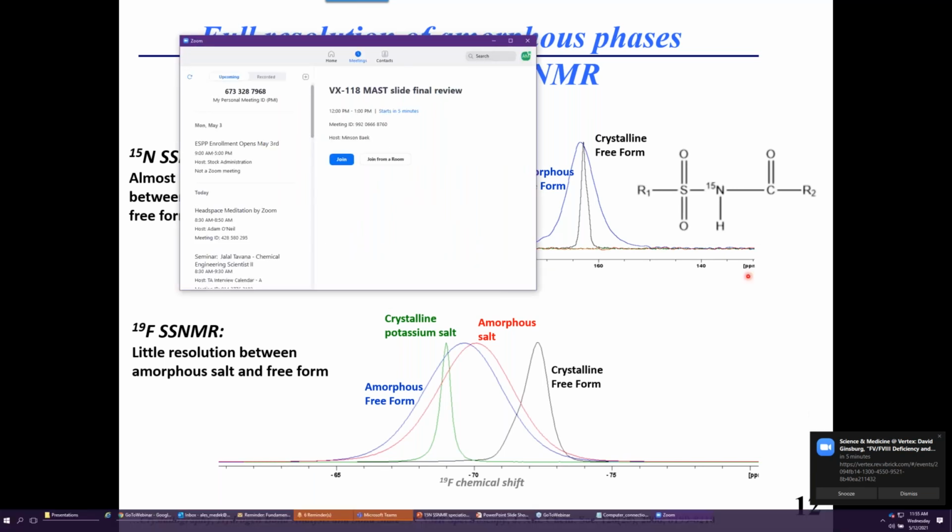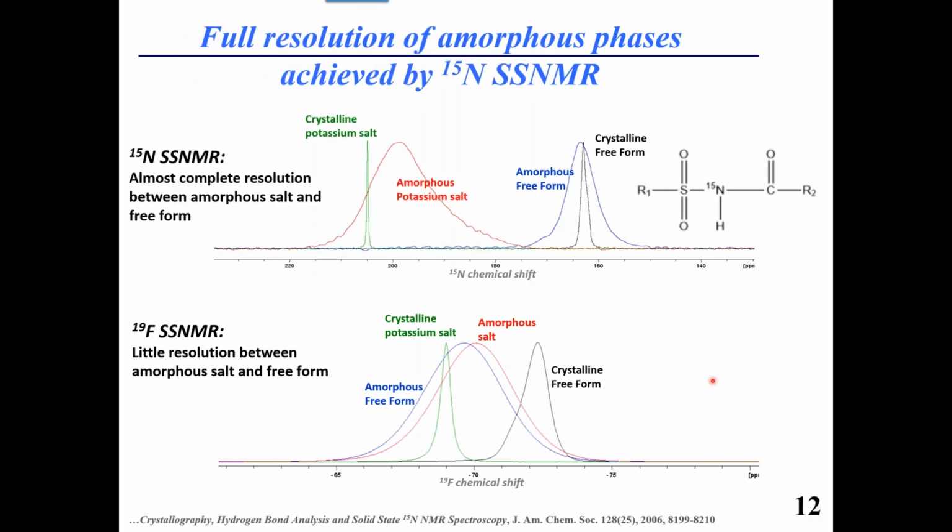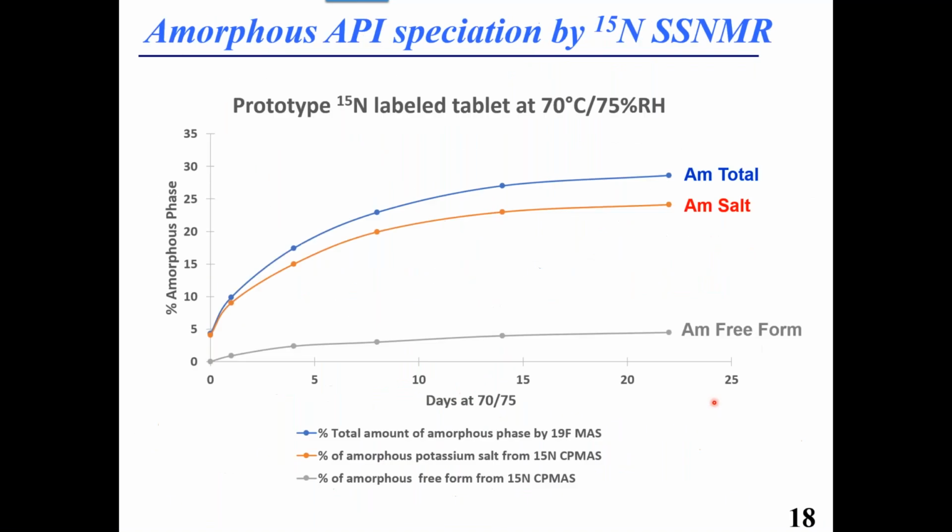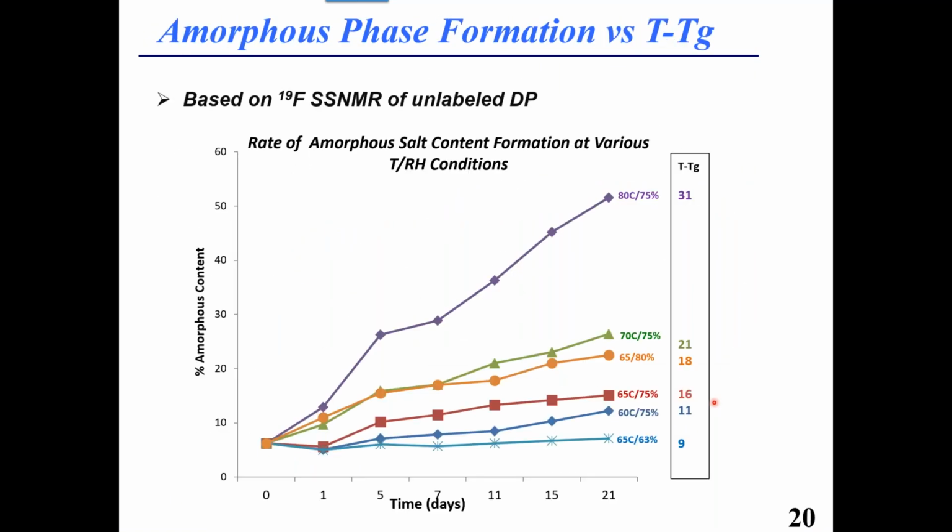Okay, let's move on to slide 20. What is T? Is it the storage temperature you're referring to? Yes, it's this temperature, and TG is obviously the glass transition temperature of the polymer. So T is 80C in this case, 70C in this case, and so on.